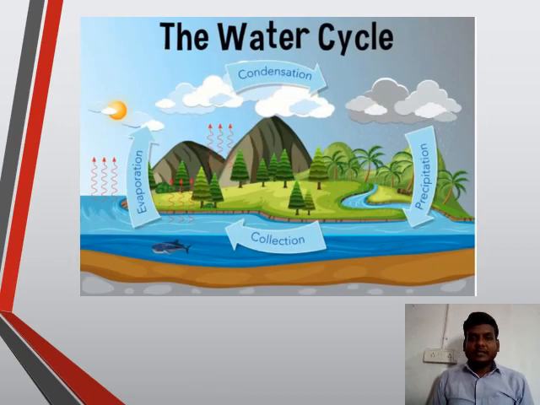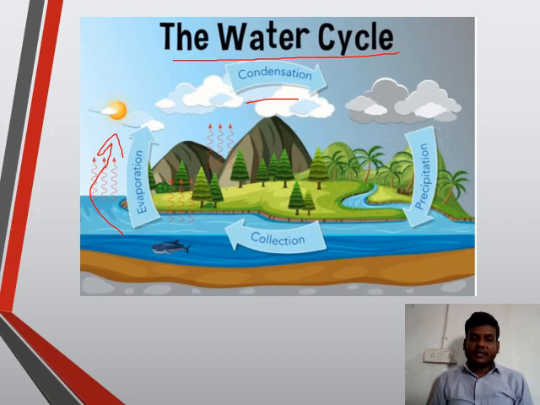Observe this picture. What do you observe in this picture? This is the water cycle. You can see here the sun heats the land. Evaporation, then condensation, then precipitation, then again the water is collected. This process we call the water cycle.